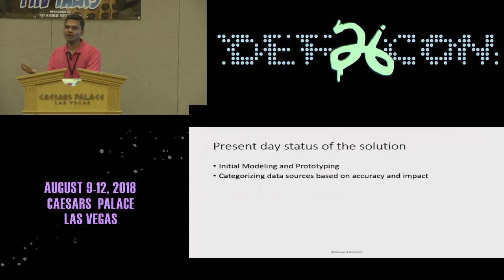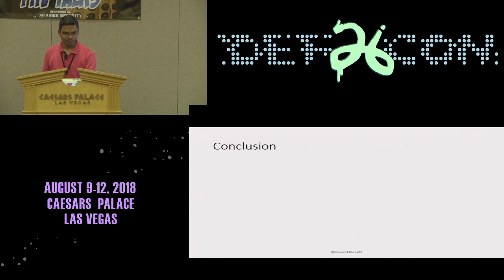Okay, so coming to the present-day status of the solution, currently I'm doing modeling and prototyping of the dashboard, where I'm rating individual resources with their accurate results. I'm categorizing those resources. What I need from all of you: if you have ideas to improve this process, or if you can help me realize the solution, please feel free to hit me up on Twitter. I would love to hear your ideas and would love to have helping hands in realizing the solution.